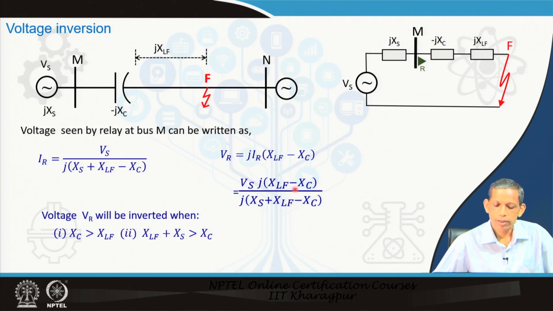Once again, up to the fault point, the corresponding impedance should be smaller than x c; that is the first condition. Second condition, the denominator part becomes positive. How? When x c is smaller than x s plus x l f, which is a combination of the source side impedance plus the impedance up to the fault point. If these two conditions are satisfied, then this part becomes positive, but this part becomes negative, and j cancels out.